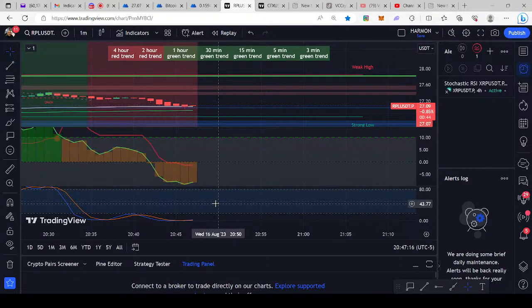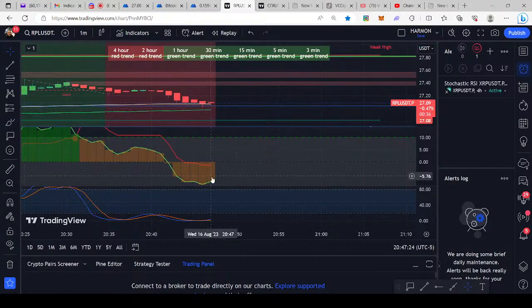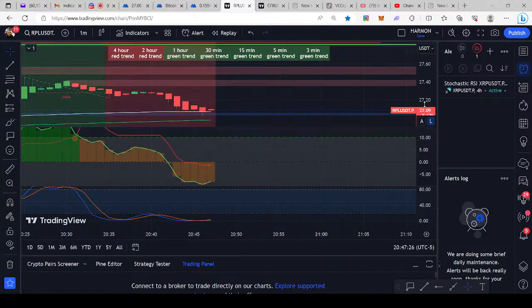I would like for this to push up, and then this is where I would be looking for an entry: when this 1-minute bends back down. And don't forget, right now I'm still in a green 3-minute, so as soon as that goes red, we should be looking pretty decent here. I'm looking at 2709, that little peak zone there, and we're good.